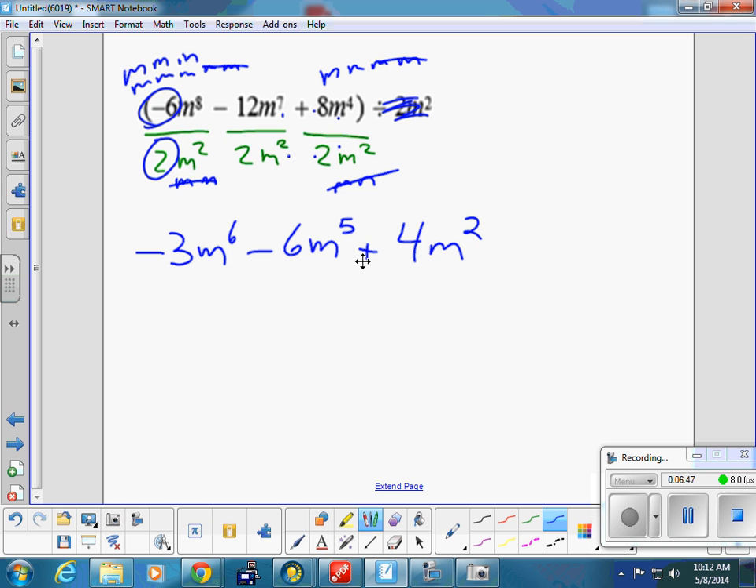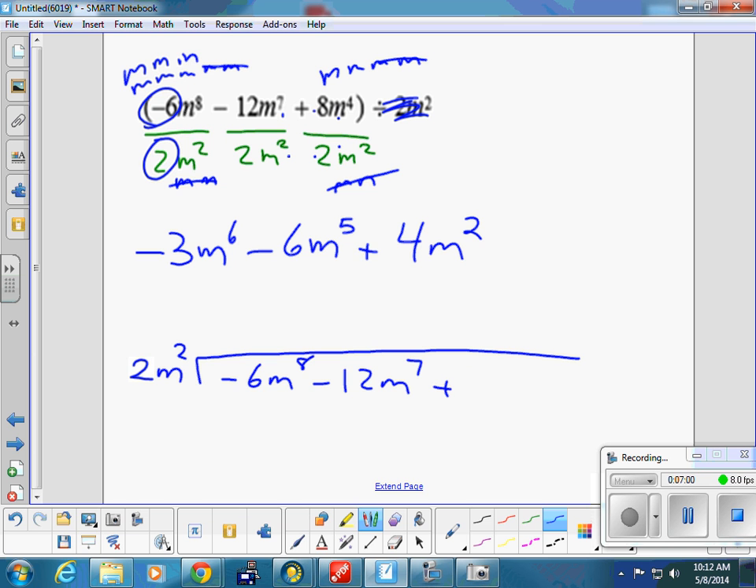Okay, you could do long division, but it would take a little bit longer to do. So I say to myself, what times this equals this? Well, it's negative 3m to the, and I need 8, so I got to have a 6 here. Okay, so that comes down here, and that cancels, and you have 0. Then you go to the next one.